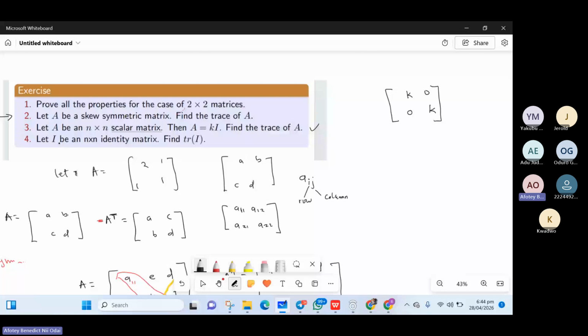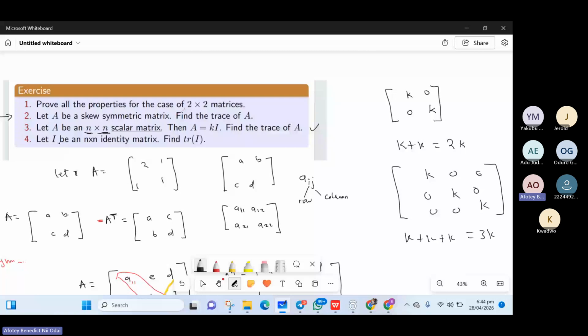Now, what's the trace of A? This is the size of the matrix. And we can see that for a 2 by 2 matrix, the trace of A is K plus K, so we get 2K. For a 3 by 3 matrix, we get K, K, K on the diagonal and 0 elsewhere, so we get K plus K plus K, and we get 3K. So there's a trend over here.